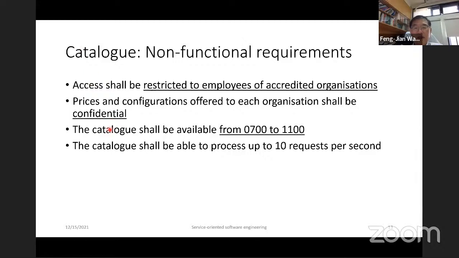And for the third, at the time of cataloging, there is a time limit, from 7 to 11, and each time the catalog should be able to process up to 10 requests per second. That's a problem of the service offered by the big company.